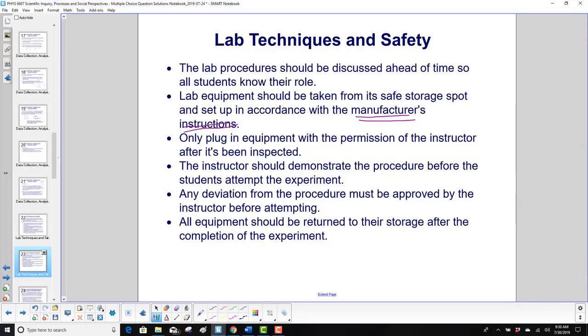Only plug in equipment with the permission of the instructor after it's been inspected. The instructor should demonstrate the procedure before any students try it. Any deviation from the procedure, for example, if the students come up with what they think is a more clever way of doing it, that's fantastic, but the instructor has to approve it. And then, of course, when you're done, clean up your table. Return all equipment to their storage.